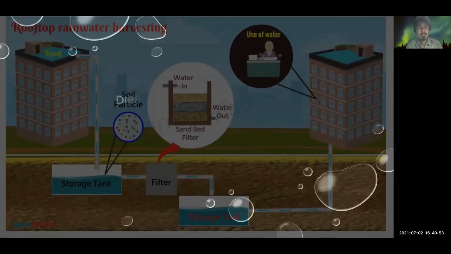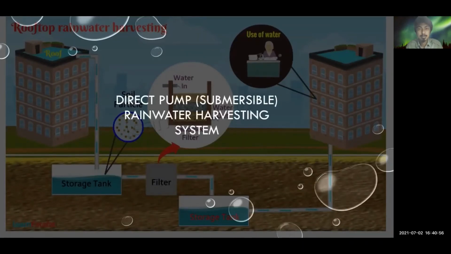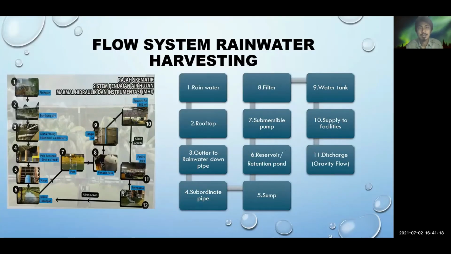Okay, this is an example of the rainwater harvesting diagram by the submersible method. We can see here we have a storage tank, and a filter from the building going to the storage. The water passes through the filter, then goes to storage, and then is pumped back out to the public or property. So here we have the flow system of rainwater harvesting. Actually, based on this, we just stated the urban method.